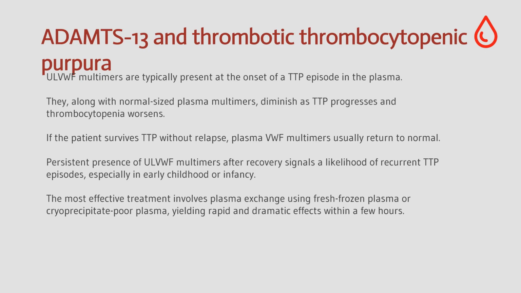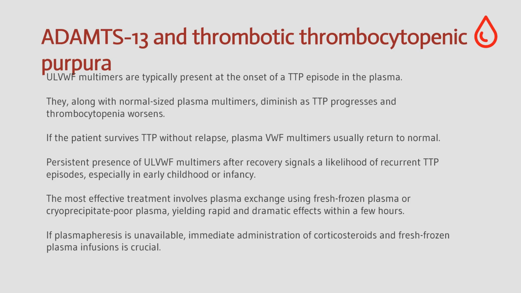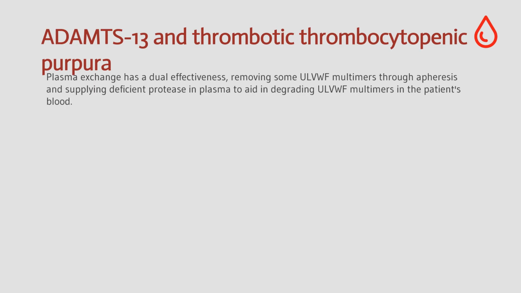within a few hours. If plasmapheresis is unavailable, immediate administration of corticosteroids and fresh frozen plasma infusions is crucial. Swift arrangements for plasma exchange should be made. Plasma exchange has a dual effectiveness, removing some ULVWF multimers through apheresis and supplying deficient protease in plasma to aid in degrading ULVWF multimers in the patient's blood.